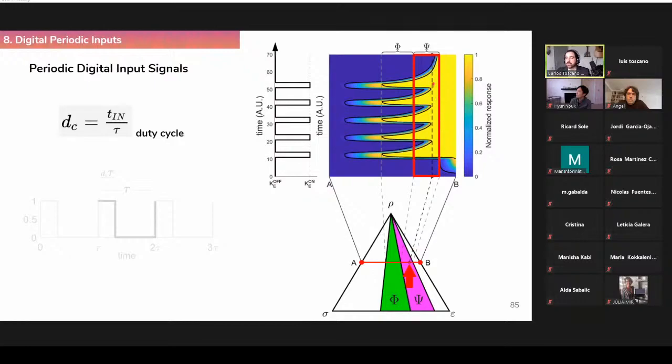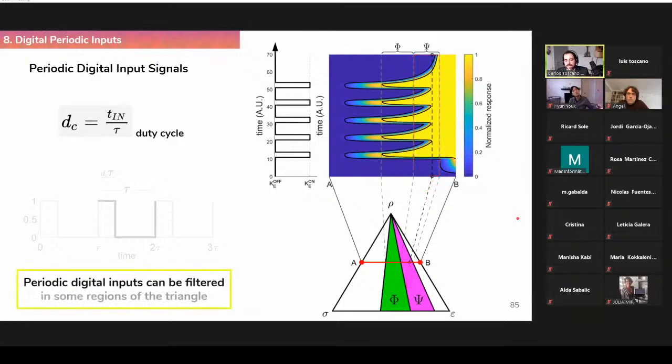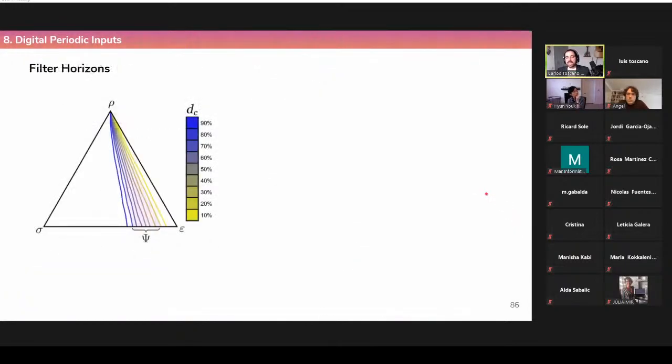So we have been able to filter, in the cultures that lie in this specific part of the buffer region, these periodic signals: they increase their duty cycle until the signal gets totally filtered out. So that means that we can modify or alter the duty cycle of the input signal in the output, but also we can filter these signals. And we can analyze where the filter horizons are.